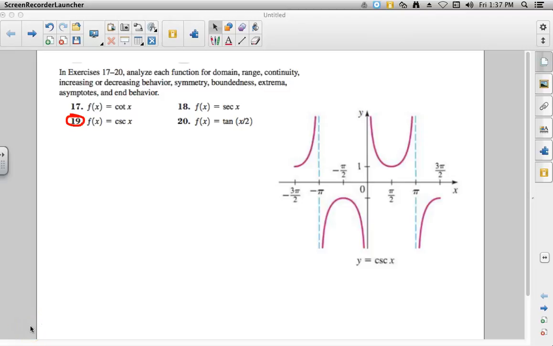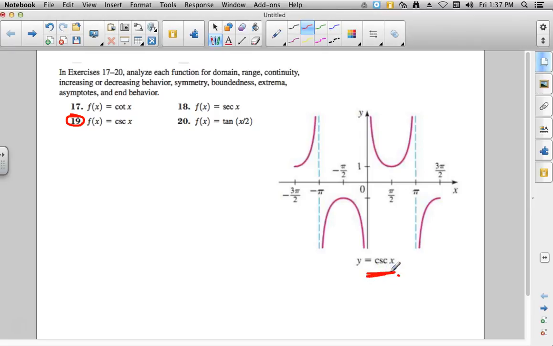These are the frequently asked questions for pre-calculus, and this would be for section 4.5-A2. It says we are going to analyze each function for domain, range, continuity, increasing or decreasing behavior, symmetry, boundedness, extrema, asymptotes, and end behavior. So we're talking about all the characteristics that this graph has, and I went ahead and stole this from the summary in your book so we could take a peek at this as we're going through it.